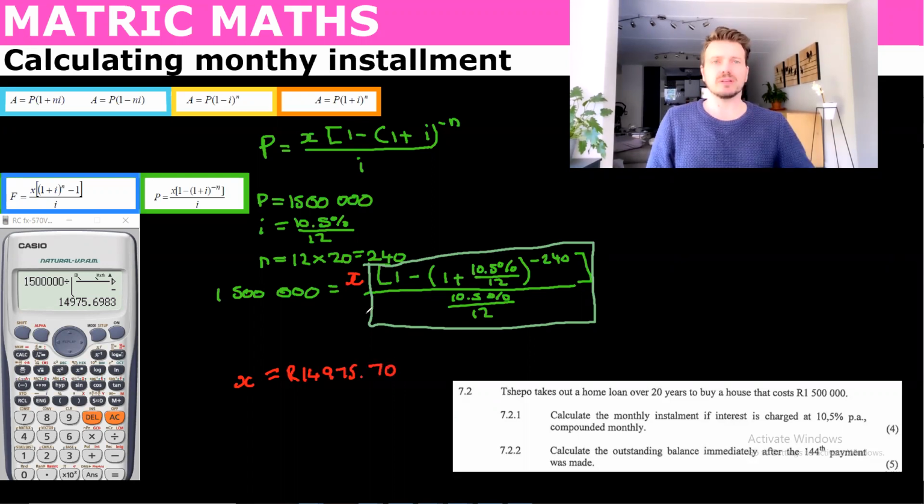In the next video, I'm going to look at the balance outstanding, which is 7.2.2, and I'm going to show you two methods to do that because one of them doesn't work all the time. The one that doesn't work all the time is a bit simpler, whereas the one that does work all the time is a bit more complicated. So there's a strategy there, and I'm going to show you that in the next video. So that's very important.